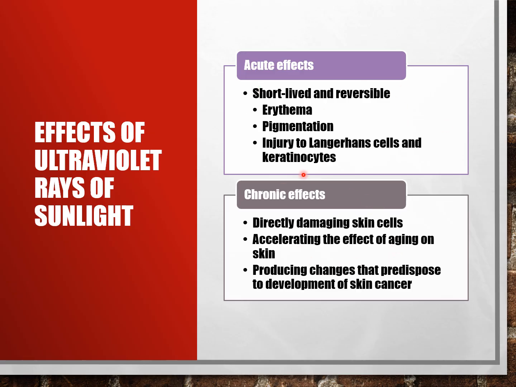The chronic effects are direct damage to the skin cells themselves. Ultraviolet light really accelerates the effects of aging on the skin. It not only changes the upper layers of the skin, causing dark spots, but it can also damage things like collagen within the skin, which leads to that loosening of the skin that leads to wrinkles and sagging of the skin in general. So those are the overall effects of aging. And they also produce those changes to the skin that predispose us to the development of skin cancers.